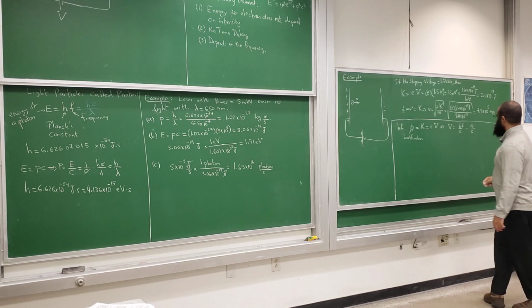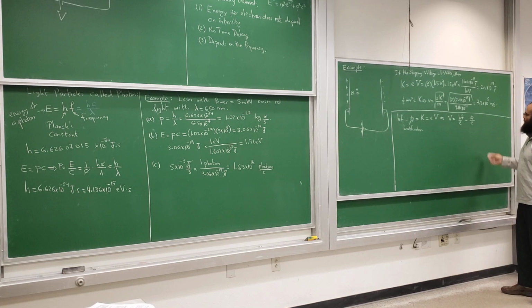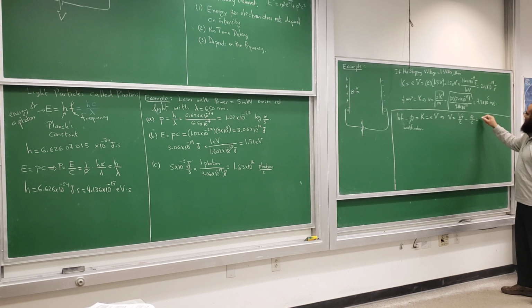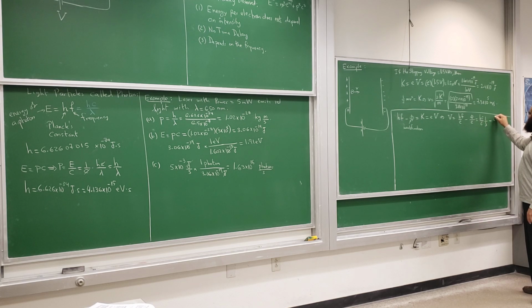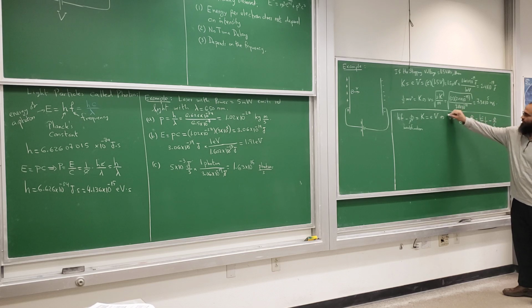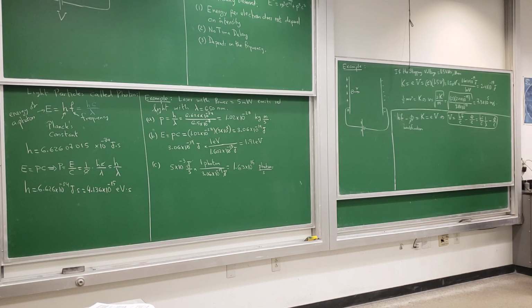Like so. And if you like, we can write this as hc over lambda minus phi over e, because c over lambda is f. Okay. Do you see the logic here, how we got to that point? So that's called the work function.